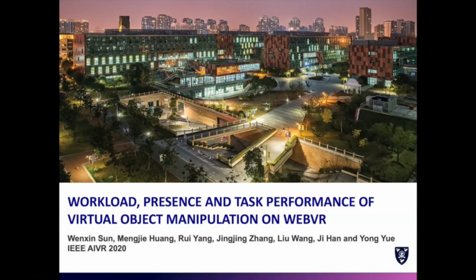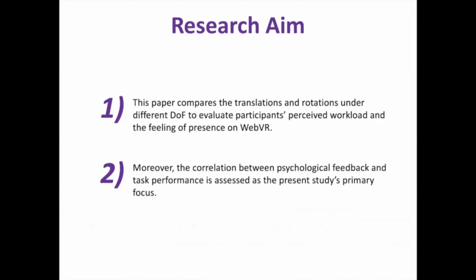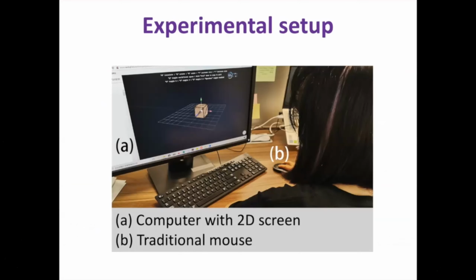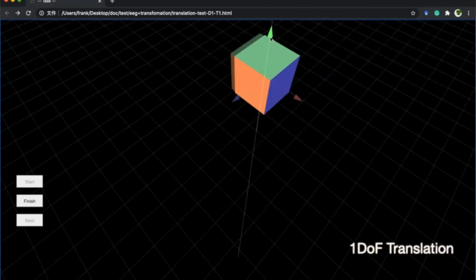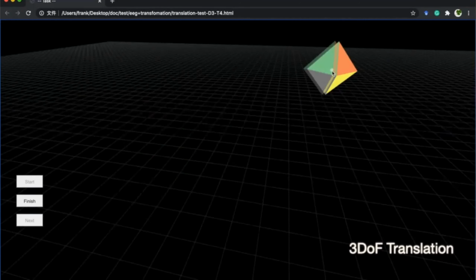Thanks for watching. This paper compares the translations and rotations and different DOF to evaluate participants' workload and presence on web VR. Moreover, the correlation between psychological feedback and task performance is assessed as this study's primary focus. This figure presents the experimental setup. Now you can see different manipulation modes.